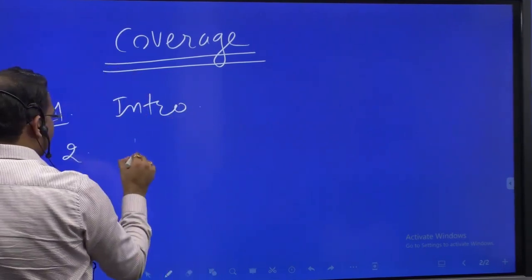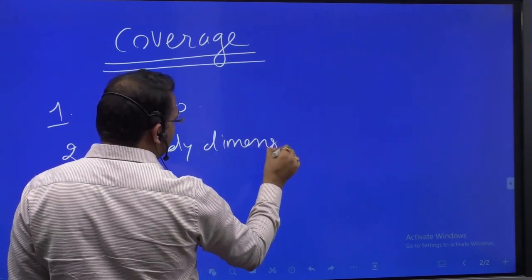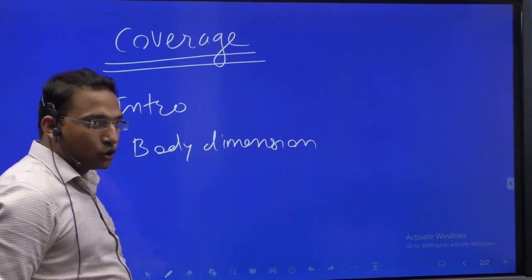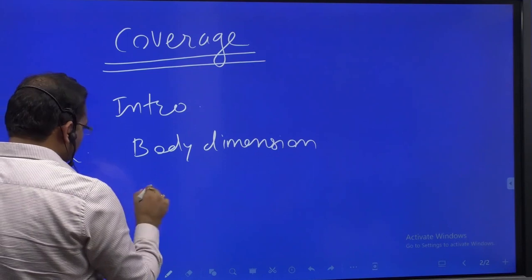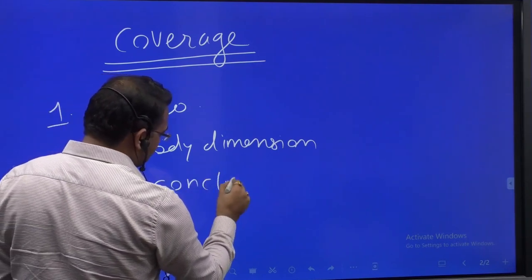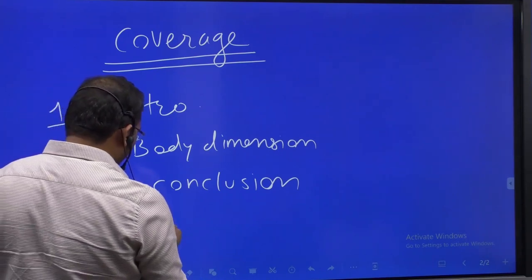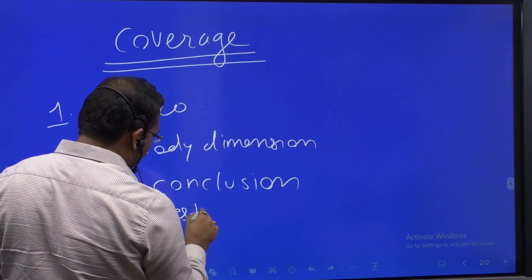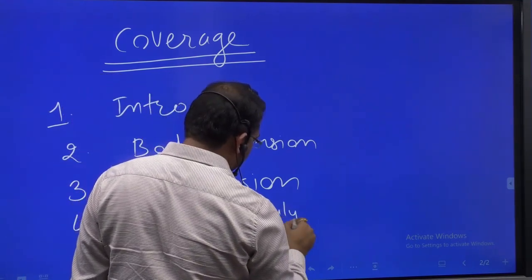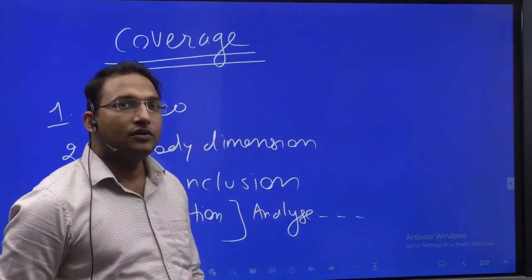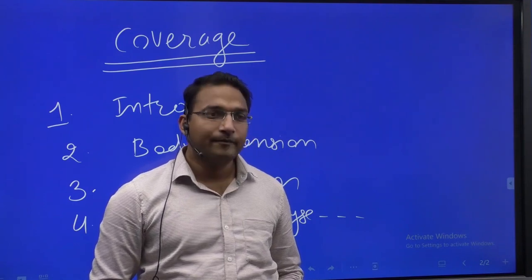Then we will discuss body dimensions, how to think about the body part, as many of you are sharing about the content part, how to organize the content, how to manage the content part, right? Then how to write conclusion. There are question words, question statements like analyze, discuss. So how to change the answer as per the question words, right?